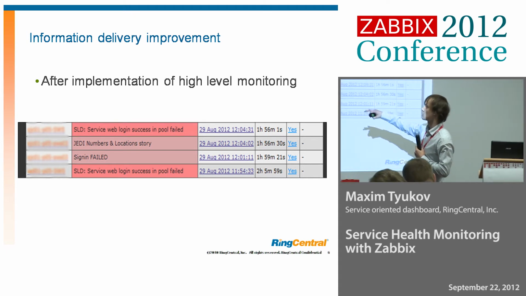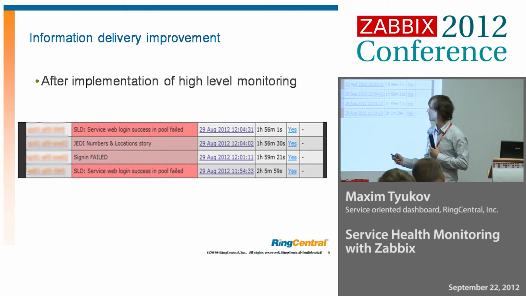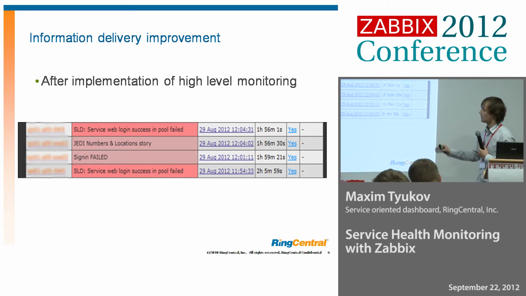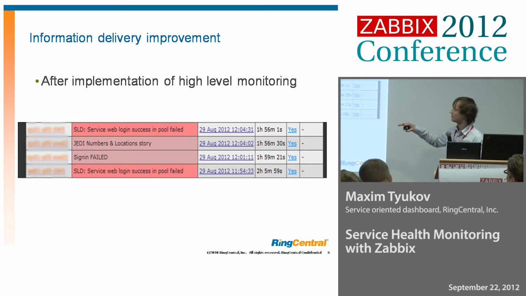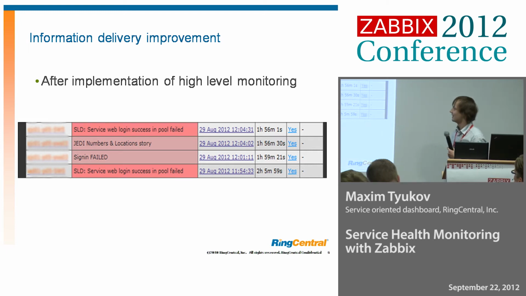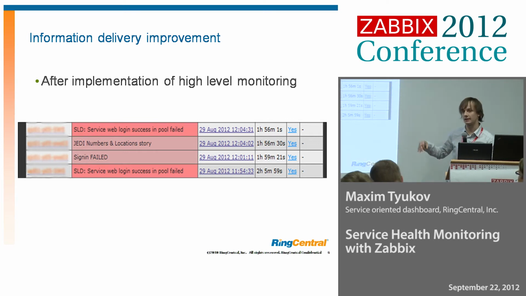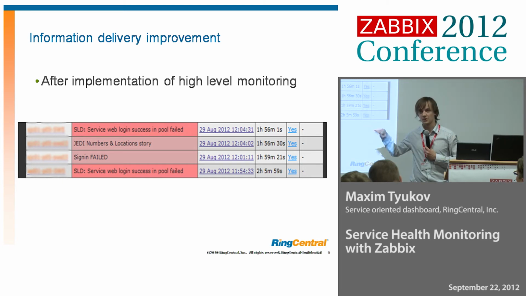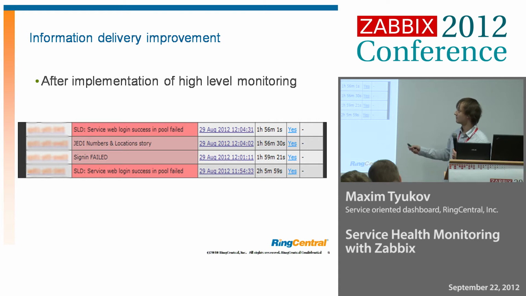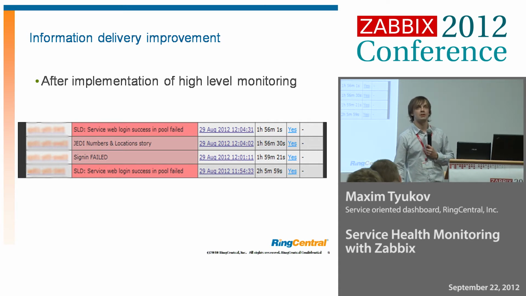Actually, Service Web is one of the RingCentral services. And here, in this example, we can see a real picture. Here we can see that Service Web login failed, and that means that our customers can't log into Service Web. It becomes clear to us that this service is affected. It's much better, but it's still not enough, because the best way to deliver information is a simple visualization.